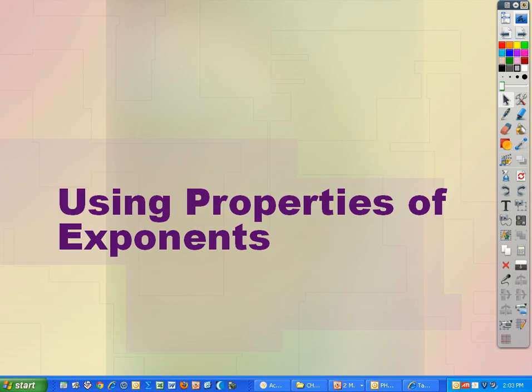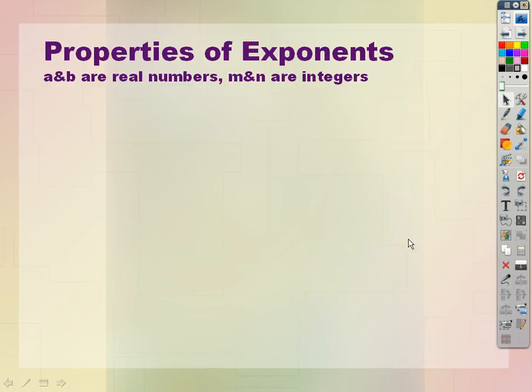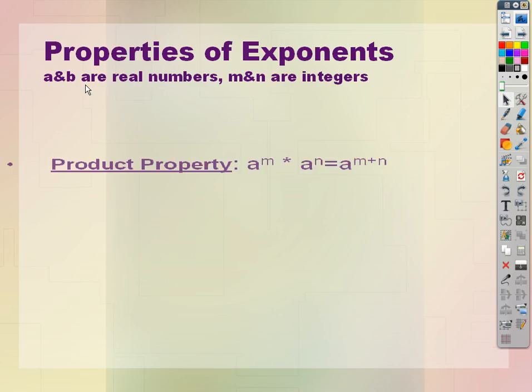Okay, so using properties of exponents. Properties of exponents, let's just zip through these real quick. Now, in these examples, notice that it's telling us here that A and B are going to be real numbers, any kind of real number. Could be fractions, could be square roots, could be pi, could be anything. M and N are integers. Could be negative, but they're going to be -5, -3, +7, 0, +1,000. Got to be integers.